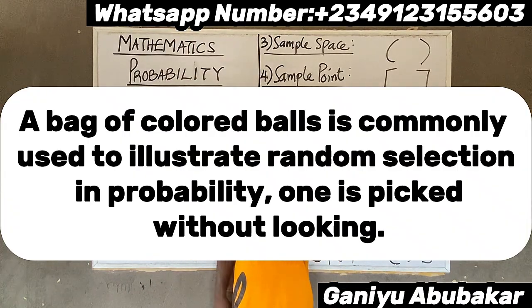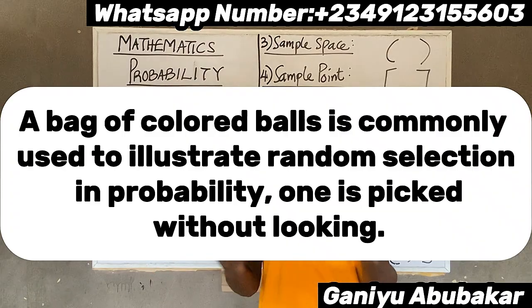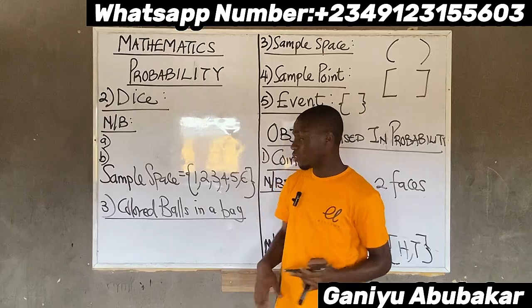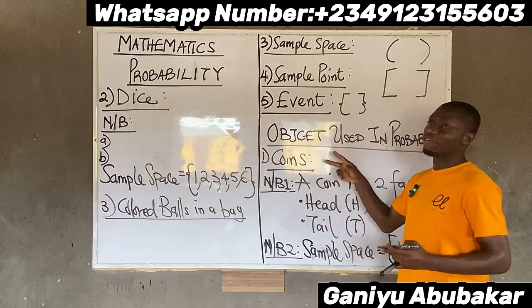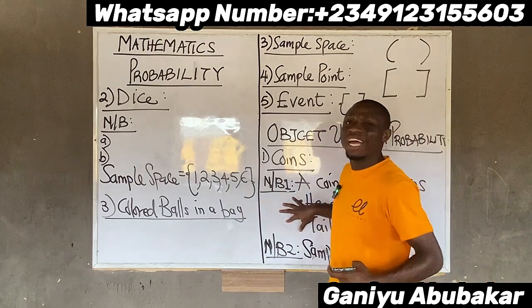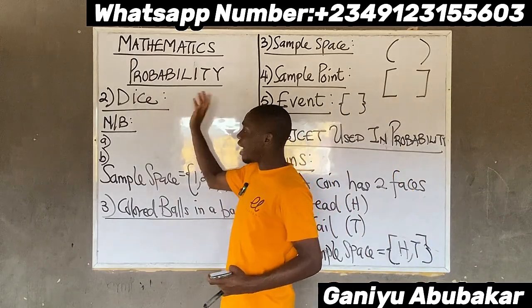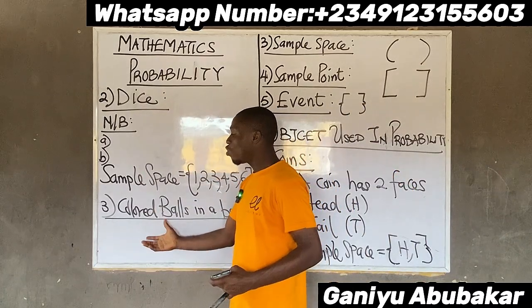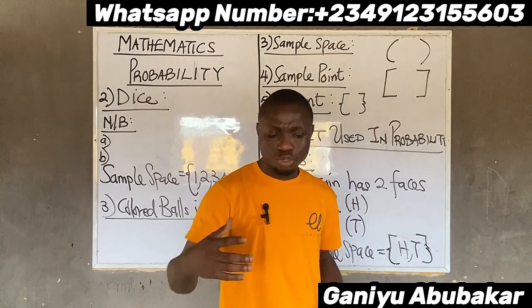One ball is picked without looking. Full stop. That's how you define it. Now, for every object, I give a definition and I give you the main thing to look out for, the thing to digest. For dice, I gave a definition and what to digest. Now, for colored balls in a bag, I give you the definition. What are the things to digest?